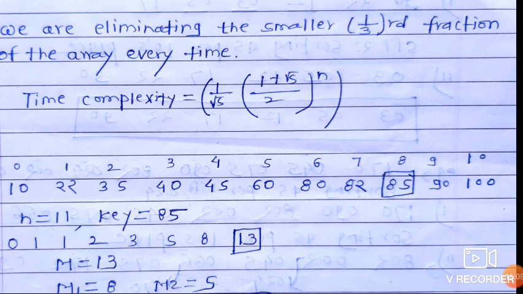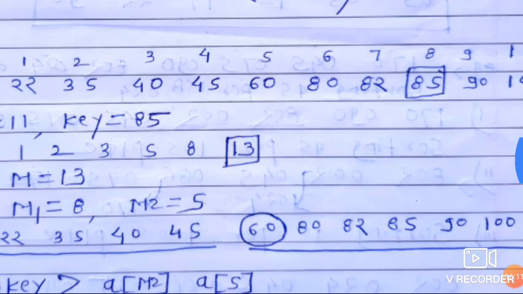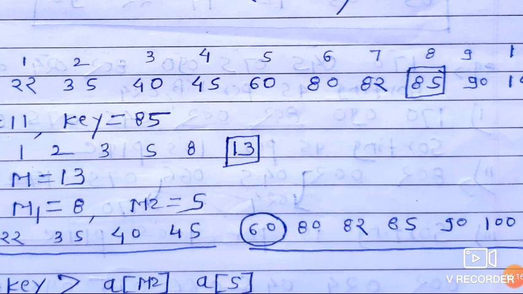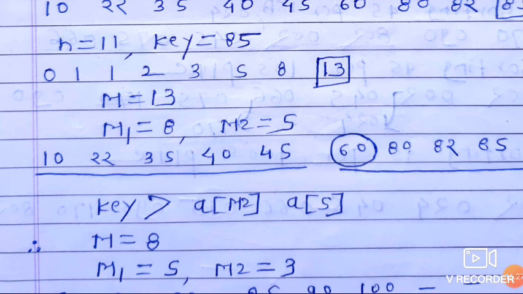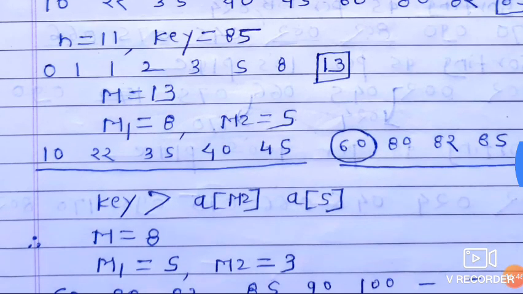Therefore m becomes 13. As m is 13, preceding values are 8 and 5. We update m1 and m2 as m1 equal to 8, m2 equal to 5. We have m, we have m1, we have m2. Therefore we compare now key with a of m2 plus offset. In the first step, no need to consider offset, as offset is the index of 0 which is 0, so no need to consider. So key which is 85, we compare it with a of m2. M2 is 5, a of 5 is 60, key is 85, key is greater.